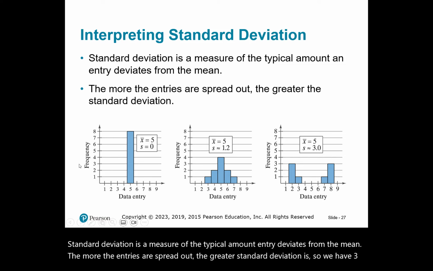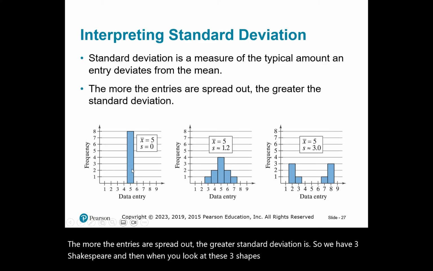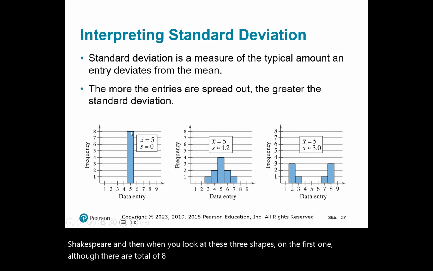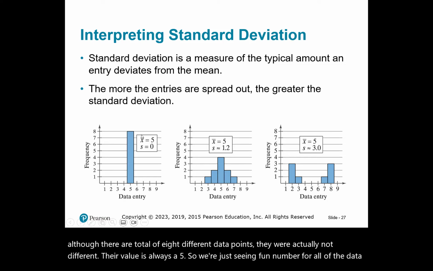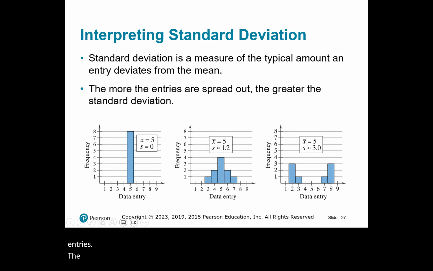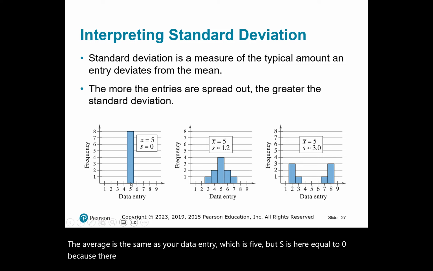When we look at these 3 shapes, on the first one, although there are a total of 8 data points, they are actually not different. Their value is always 5, so we're just taking one number for all of the data entries. The average is the same as your data entries, which is 5, but s is equal to 0 because there is no difference between these data points.